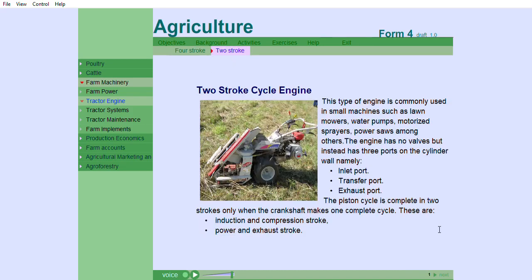Two-stroke cycle. This type of engine is commonly used in small machines such as lawn mowers, water pumps, motorized sprayers, and power saws. The engine has no valves but instead has 3 ports on the cylinder wall, namely inlet port, transfer port, and exhaust port. The piston cycle is complete in 2 strokes only when the crankshaft makes 1 complete cycle. These are induction and compression stroke, power and exhaust stroke.